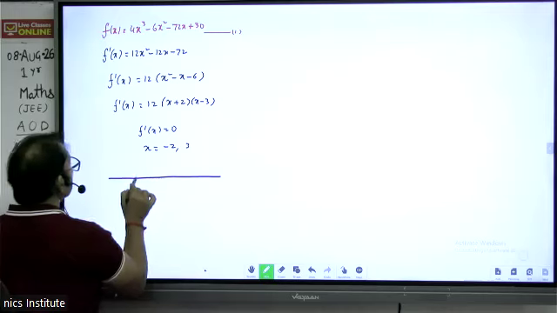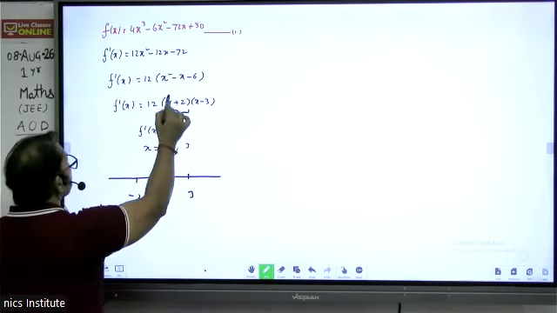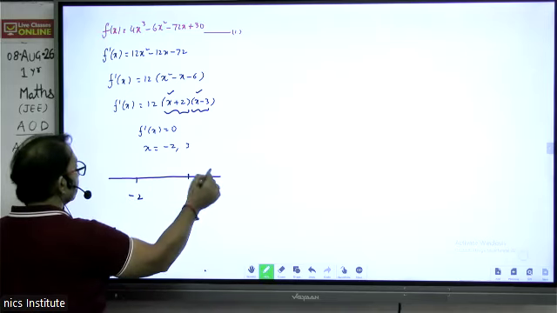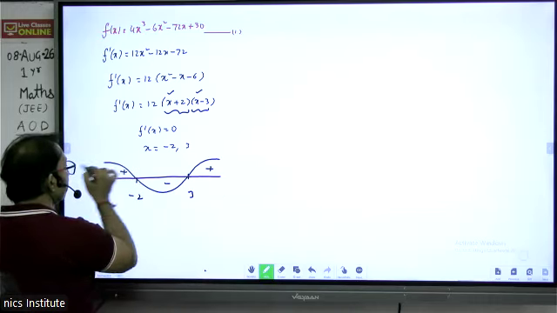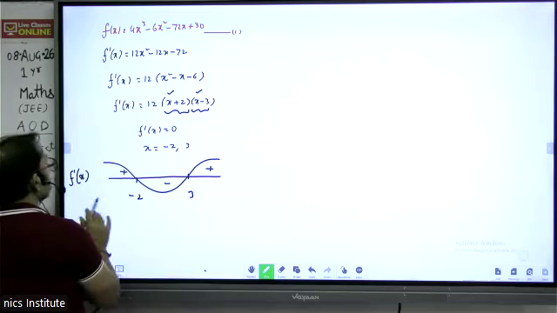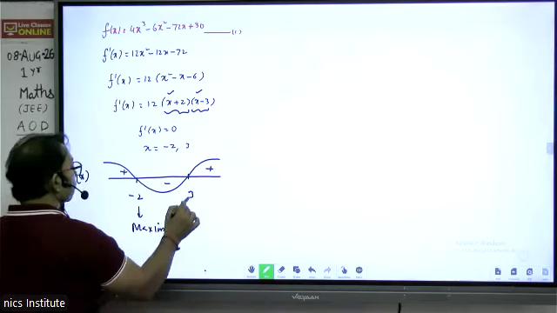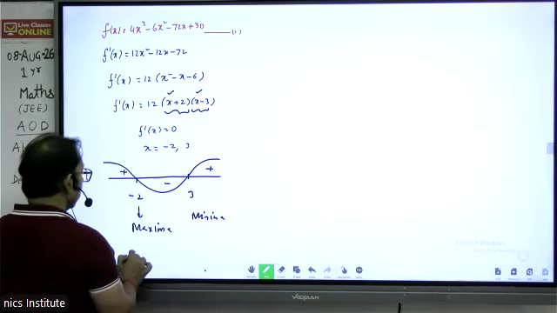So intervals -2, 3. This factor x is positive. This factor coefficient x is also positive. So rightmost interval positive, negative, positive. So this is the sign scheme for the derivative. It is the point of local maxima. The point of local minima. Then you find values also.